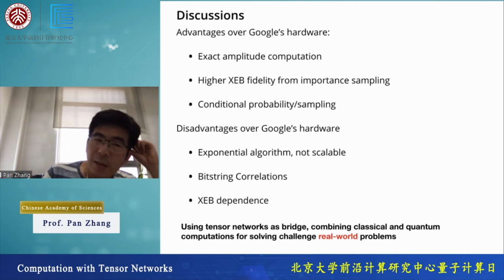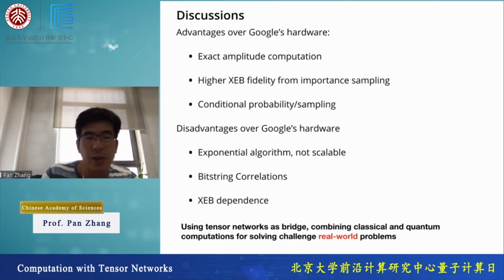So basically, since we have the classical computation of the probabilities, it has some advantages as long as you can do this computation. So first of all, the amplitude is exact, so this allows you to post-select something, and the fidelity is higher because we can do importance sampling to select some bit strings to make the generated distribution away from the uniform distribution. And the third one is that since we have all the probabilities and conditional probabilities, we can do something more interesting which is hard for quantum hardware.